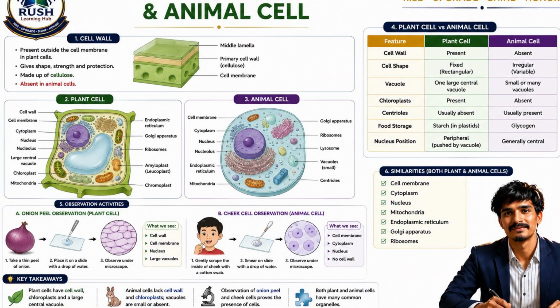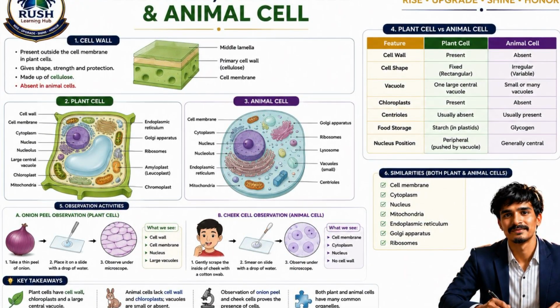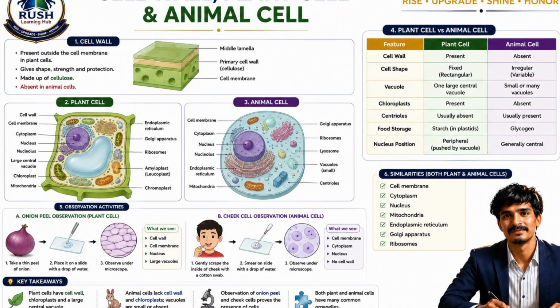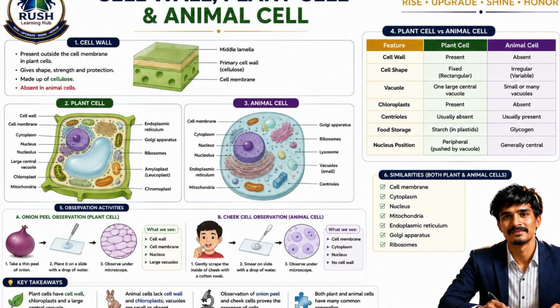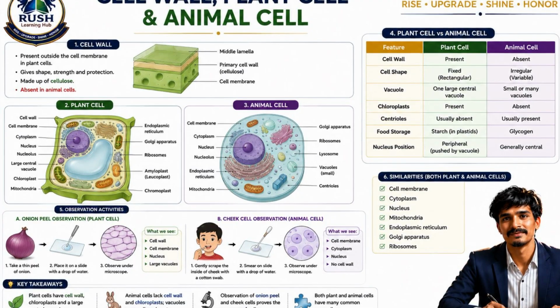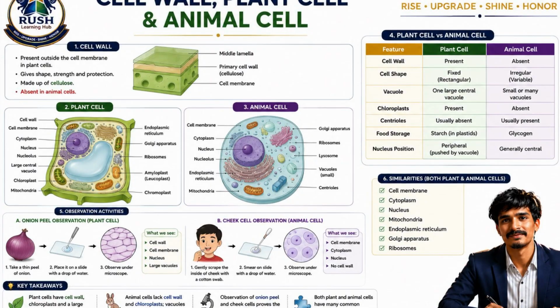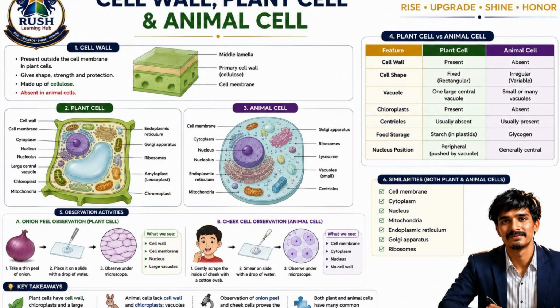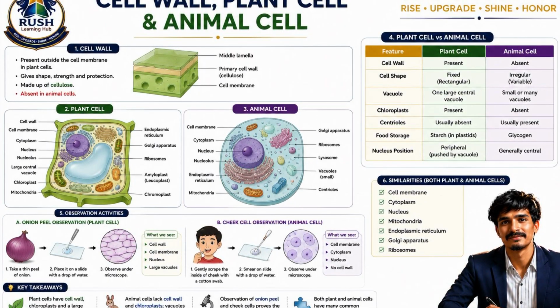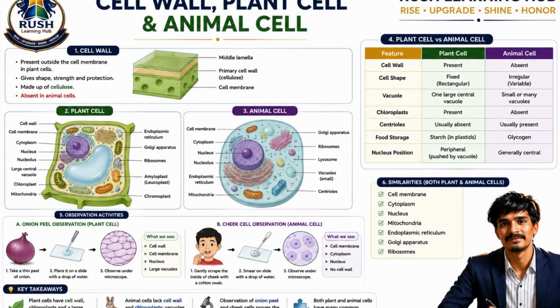Students, remember these important exam points. The cell wall is present only in plant cells and is made mainly of cellulose. Plant cells contain chloroplasts and a large central vacuole. Animal cells do not contain a cell wall or chloroplasts. Plant cells are generally rectangular, whereas animal cells are usually irregular in shape.